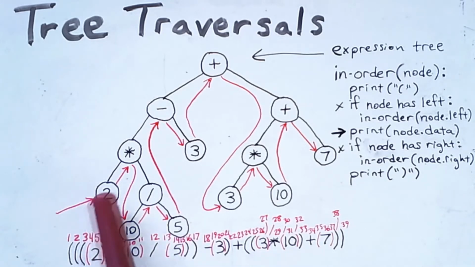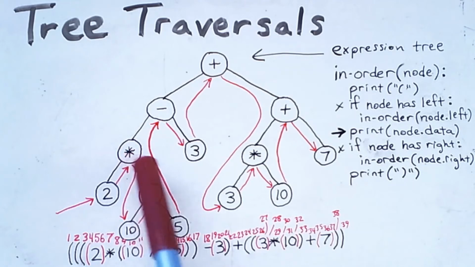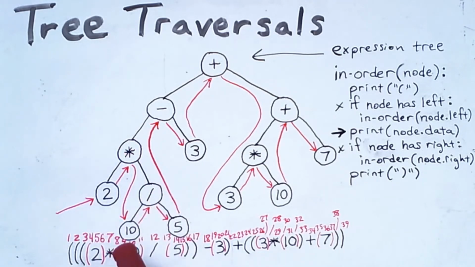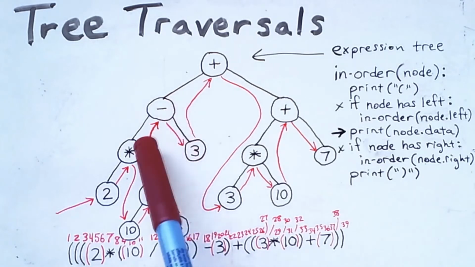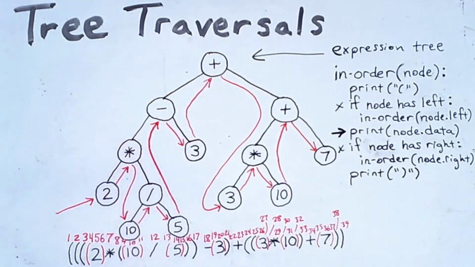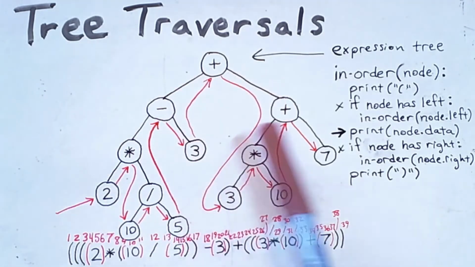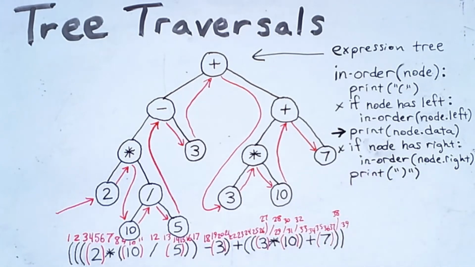So we do the 2, we do the multiplication, but then in the right subtree we have to go down to the 10. The division, then the 5, and then we can go all the way up here to the minus, because that was the parent of this subtree here. And we eventually get through all of this to have this final ordering, which involved printing 39 distinct things if we include these superfluous parentheses around the individual operands.